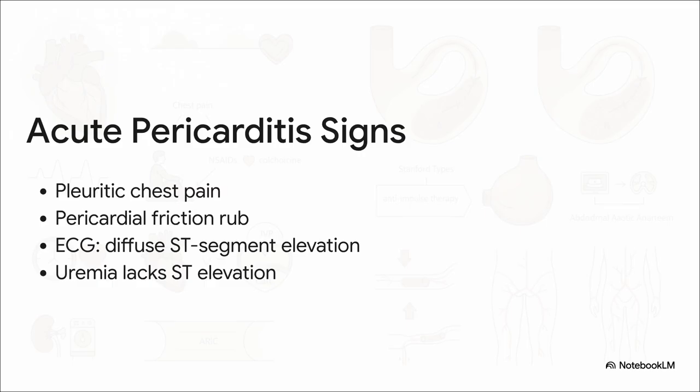Now here's a quick exam trap. Uremic pericarditis actually lacks that classic ST segment elevation, and since up to half of uremic cases come with an effusion, you absolutely must rule out cardiac tamponade with an echo before you even think about initiating dialysis.